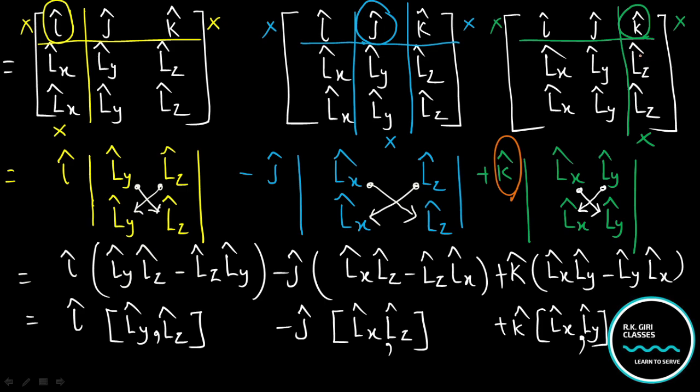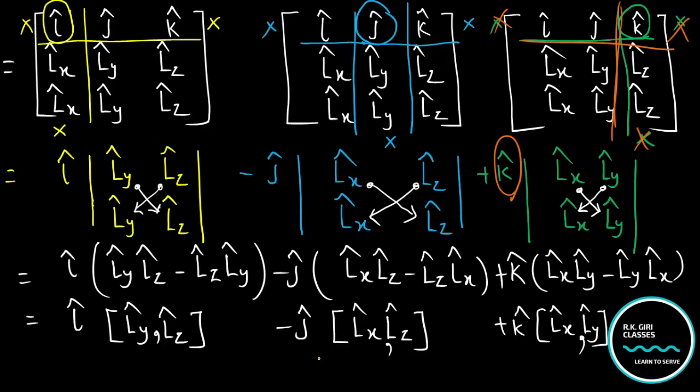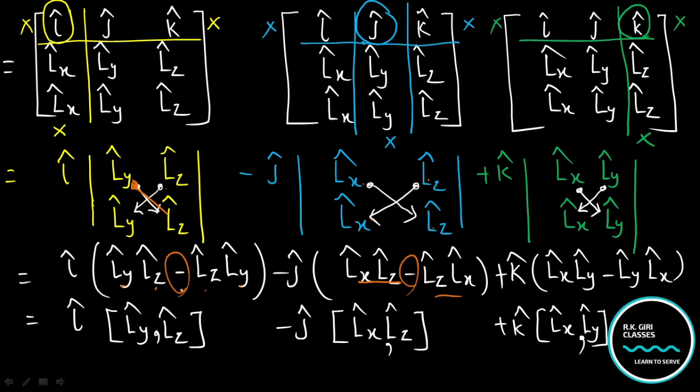For k cap, what you will do, just to find out this value, just cross these values. This is the way to represent this value. What will be the value of this? You can represent any value, right? So what you will do, determinant of Lx, Ly and Lx, Ly. So what are the values? First starting from this one, that is Ly, Lz, and then Lz, Ly. This one Lx, Lz, and Lz, Lx, and negative symbol is there, and this is Lx, Ly, and then Ly, Lx.